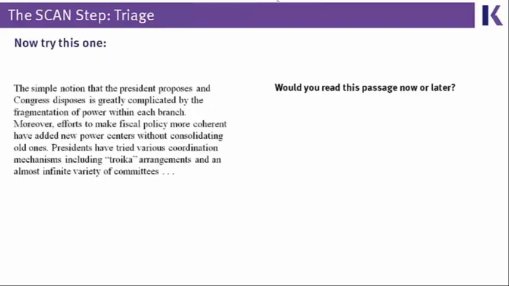Now let's take a look at another one. I've got a simple notion about Congress. So we're thinking social science passage here because it's not necessarily about art or humanities. It's about government. That tends to fall under the category of social sciences. So you might think, I love social sciences or I dislike social sciences, and start making your triage decision there.